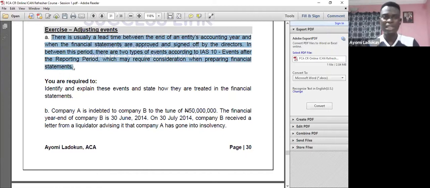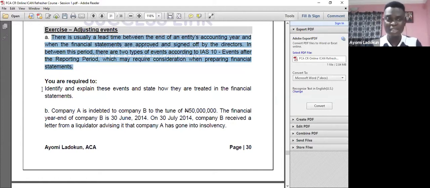Now there's usually a lead time between the end of the entity's accounting year and when financial statements are authorized for issue. When I see that statement, no other standard is calling me. This is IAS 10, and approved and signed off by the directors. In between this period, there are two types of events according to IAS 10, which may require consideration when preparing financial statements.